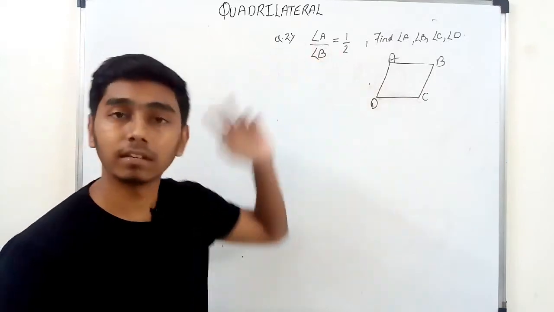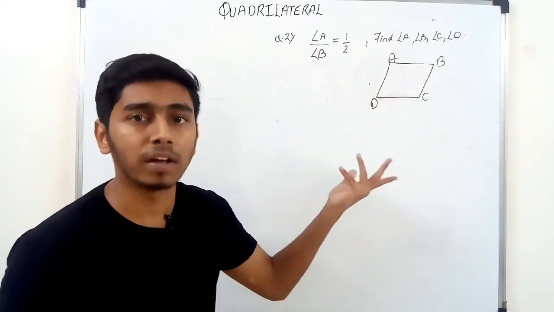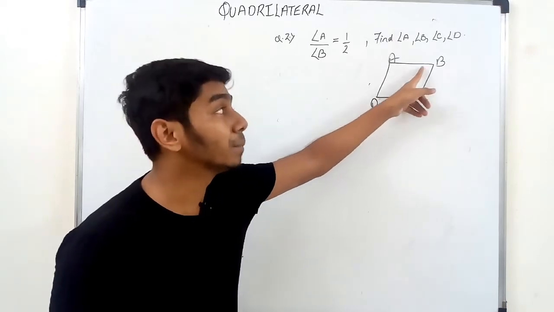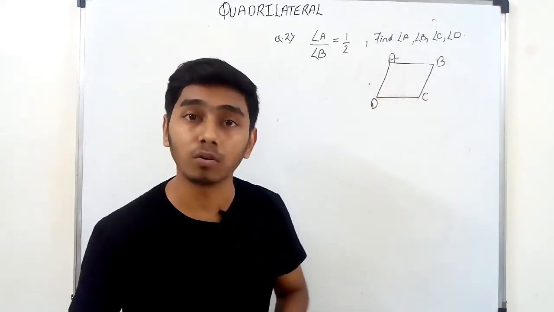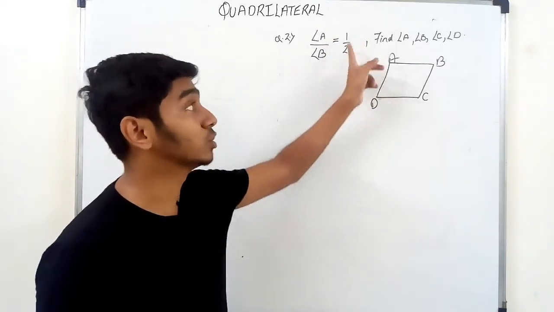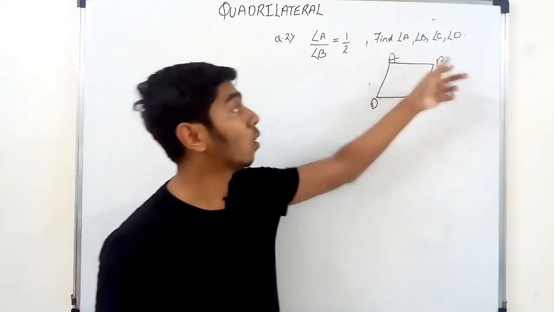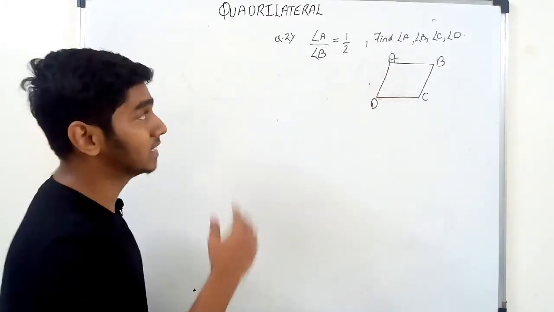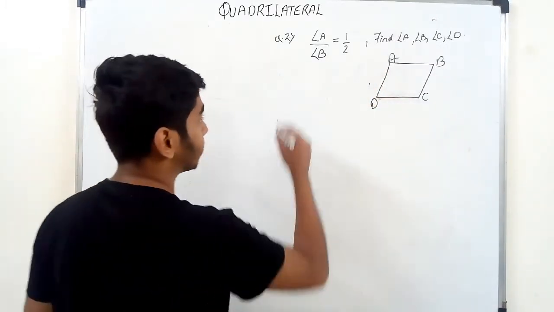So I have considered B. It's up to you what you want to consider. You can consider C, then the angle adjacent to C will be either B or D. So it's up to you how you find. I have considered angle A and angle B in the ratio 1:2, and we have to find all the angles with the help of this. Let's see how we can do it.